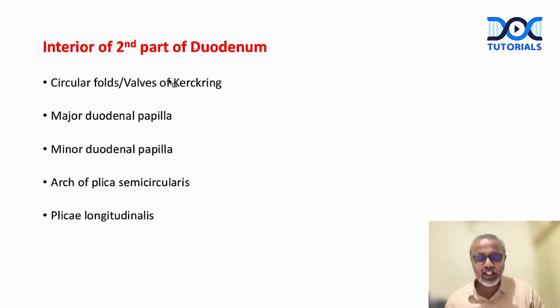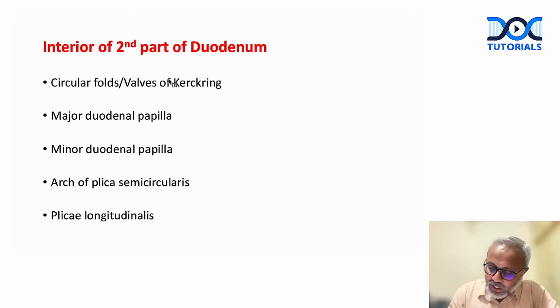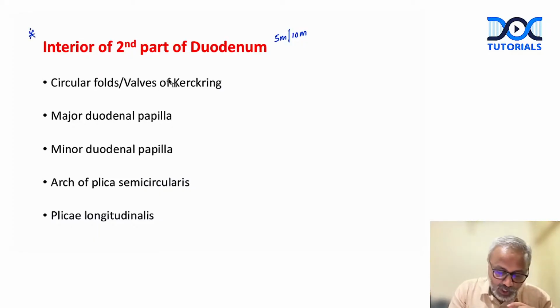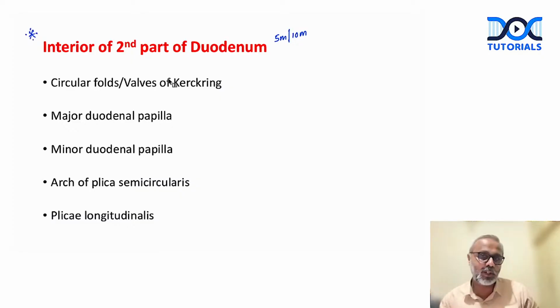First, let's start with the interior of the second part of the duodenum. Usually this is a standalone 5-marker question or could be part of a 10-marker question where they will ask about parts of the duodenum, relations of the duodenum, and specifically focus on the features of the interior. So this is a very important short essay or 5-marker question for your exam.